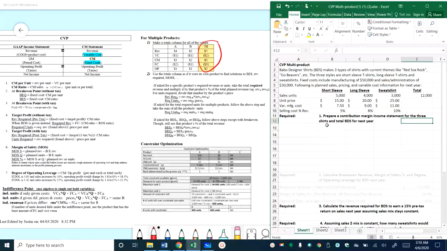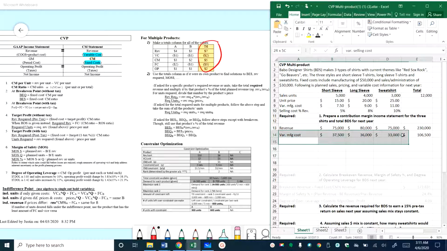Okay, so to start, you want to always start with revenue. So that is just the price times quantity of each. So here we have those. And then the variable manufacturing costs, and then total. And the variable selling costs, which are a percent of revenue. And then that will give you your contribution margin income statement. And this is where you should have stopped for these three products.